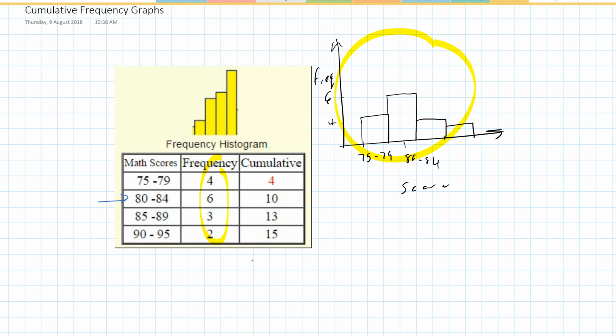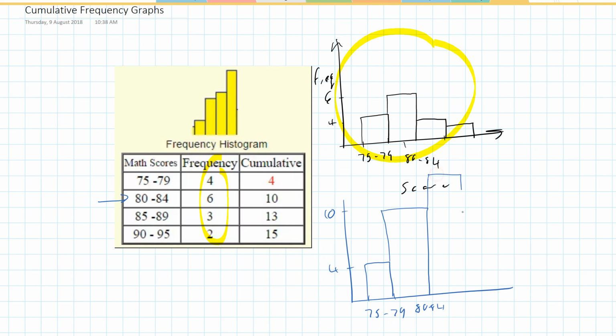But the cumulative frequency histogram would look something like this, with the first bracket being exactly the same. So between 75 and 79, we go up to 4 high. Oh, I've done my scale terribly, and you'll see why in a second. Then, in our next bracket, we go from 80 to 84, and that is now 10 high. And then the next one up is 13 high. Basically what we're doing is we're stacking these ones on top of each other as we go this way.